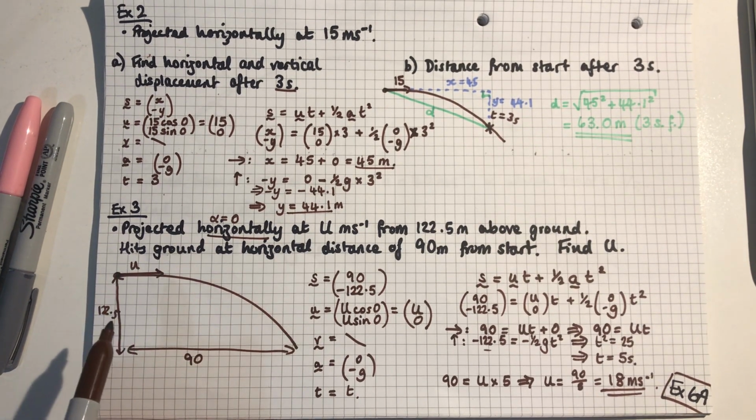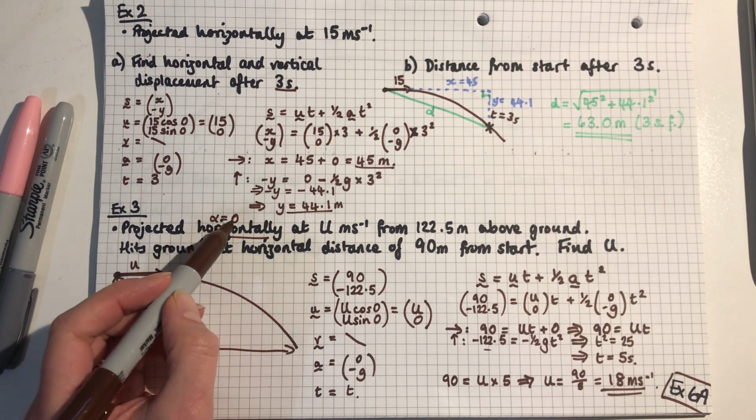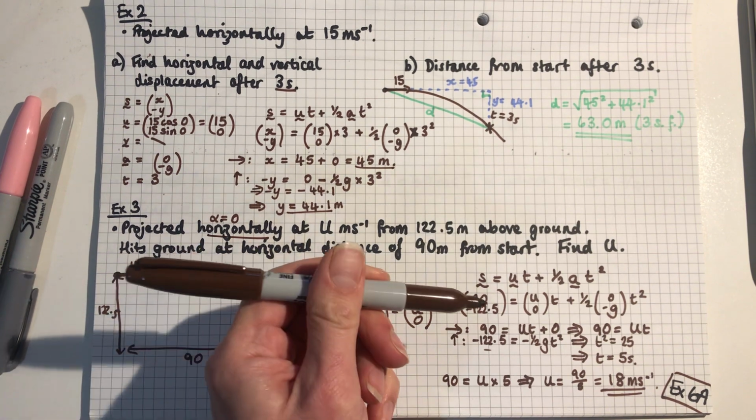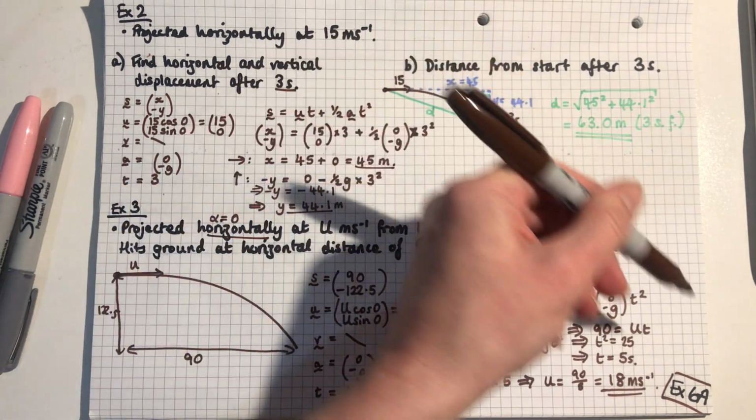So have a go at exercise 3a, and then we'll go on to some more interesting examples in a bit where the angle of projection is not horizontal, but maybe we're kind of throwing it up in the air and coming down.